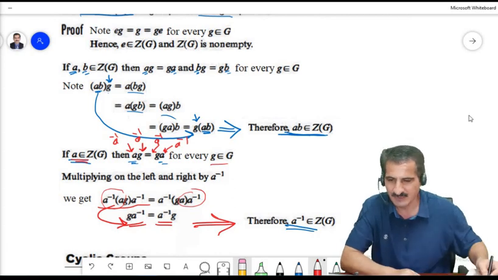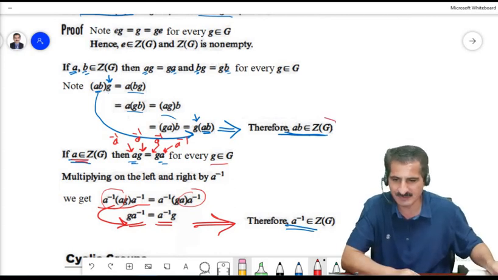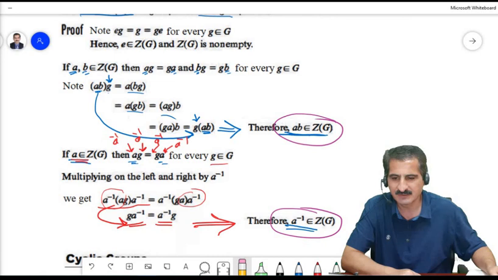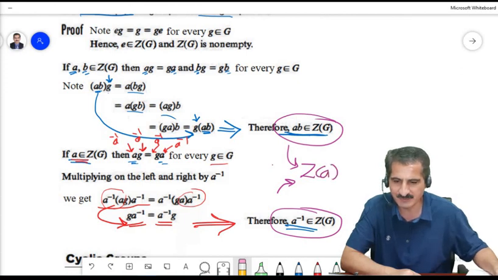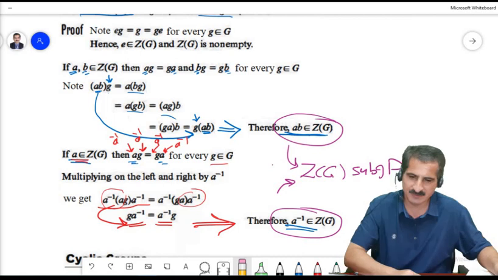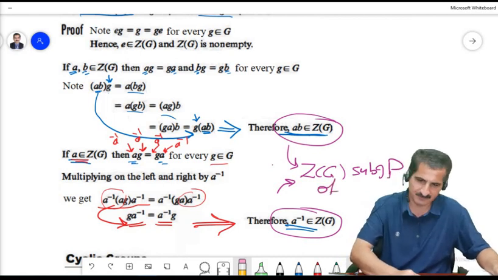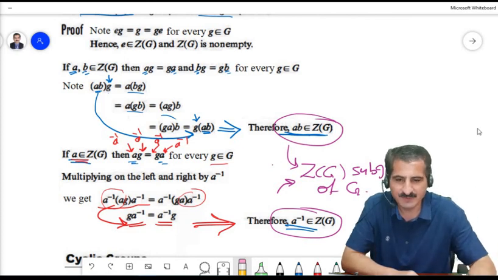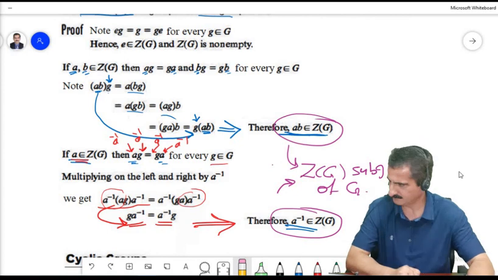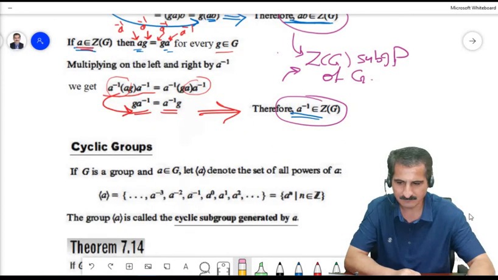So good. Now these two things: closed under multiplication and the inverse exists. That means, let me write it here, Z of G, oops, this is G, is a subgroup of G. Okay. Good. So the center of any group is a subgroup of the group. Okay, move on. Good.